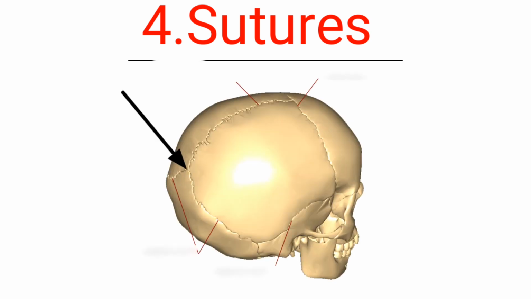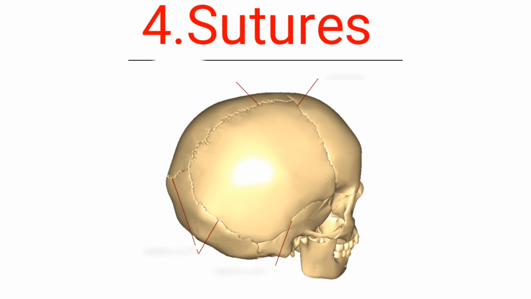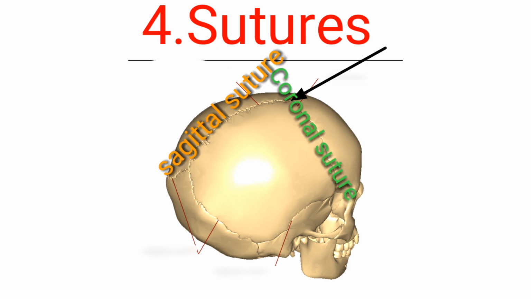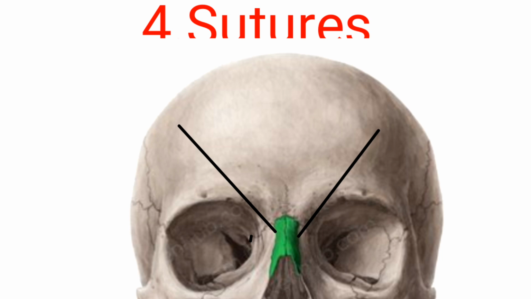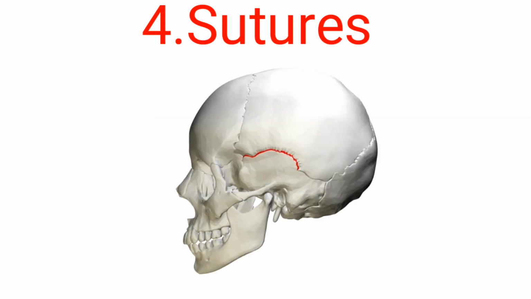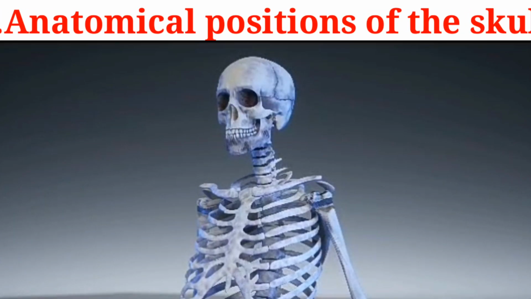The meeting point between the sagittal and lambdoid sutures is known as lambda, and the meeting point between the coronal and sagittal sutures is known as bregma. On the facial surface, we have the nasal suture, which is placed between the 2 nasal bones. And on the side of the skull, we have the parieto-temporal suture, which, from the name, is placed between the parietal and temporal bone on both the right and left sides.